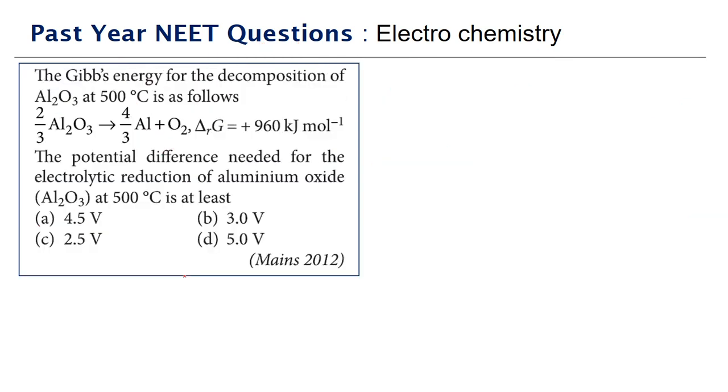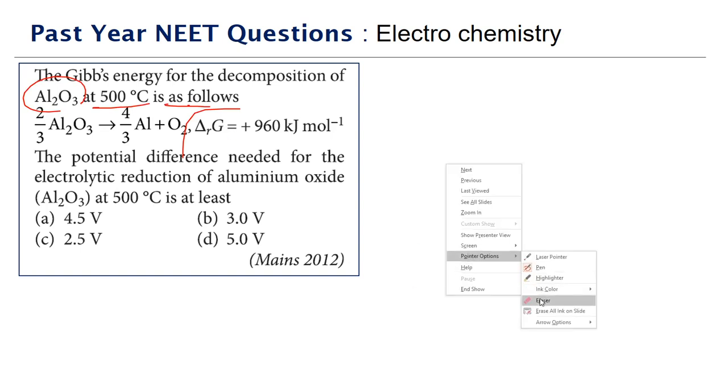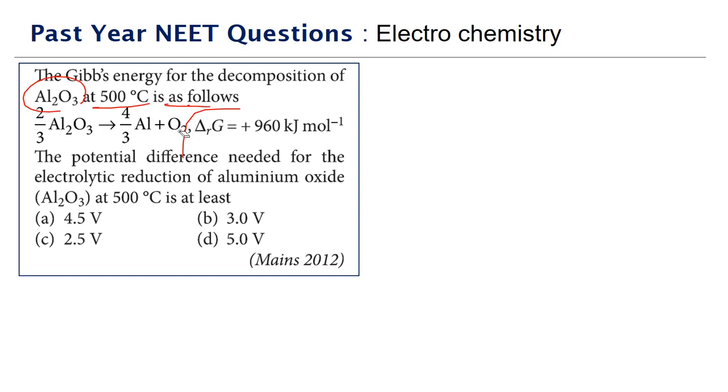This is a question that has come in mains paper 2012. The Gibbs energy for the decomposition of Al2O3 at 500 degrees centigrade, what is the Gibbs free energy value given as? The Gibbs free energy value is given to be 960 kilojoule per mole. That is the del G.